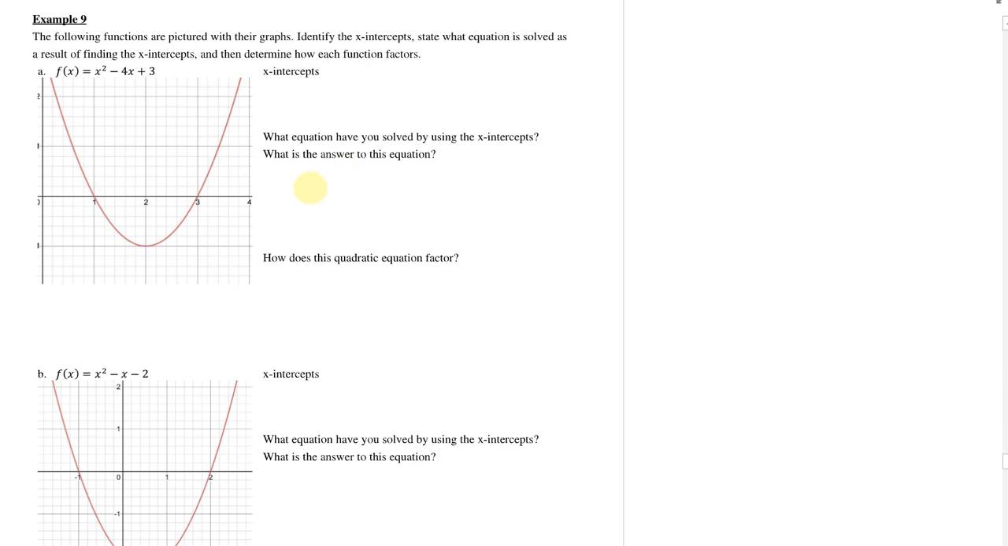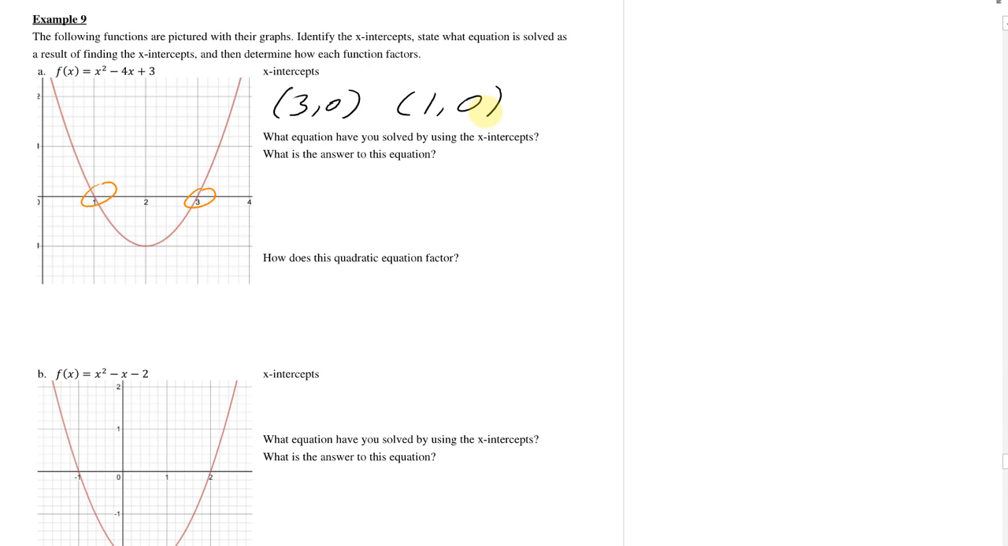So what I want you to do is identify the x-intercepts, and then I want you to determine what equation you have solved by finding the x-intercepts. And then I want you to also note how the quadratic factors. So I'll do this first one with you. So my x-intercepts are here and here. So I'll just note that. So these are 3, 0 and 1, 0.